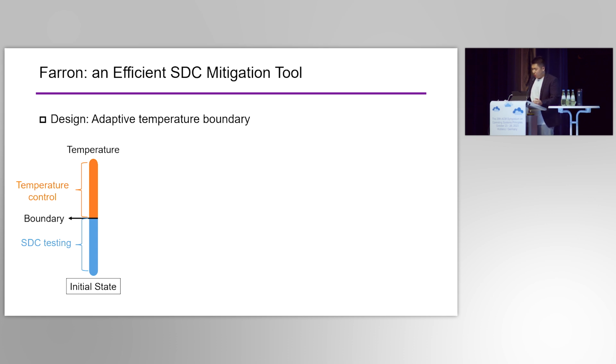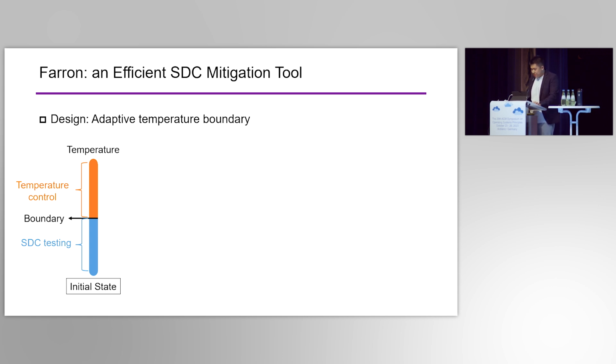As we have mentioned in the observation about reproducibility, we can incorporate testing and control for better SDC mitigation. To achieve this, Farong sets a temperature boundary. If application temperature reaches above this temperature boundary, controls will be activated. That is, Farong will operate cooling devices to give more cooling ability. And if this still cannot lower the temperature, Farong will reduce the CPU utilization of the application. Farong also performs SDC testing to mitigate errors whose triggering temperature is below this temperature boundary.